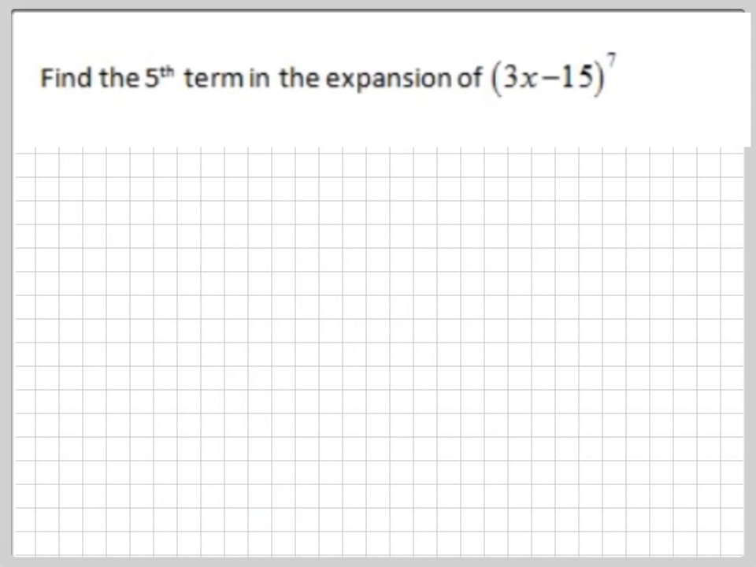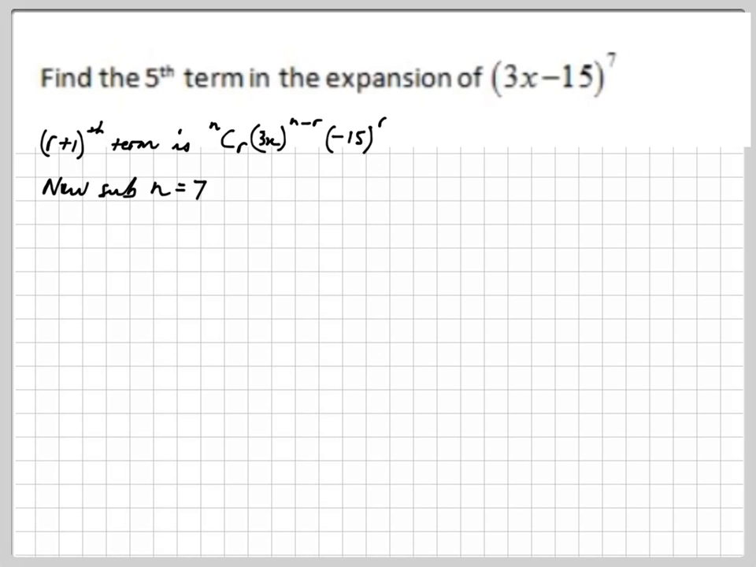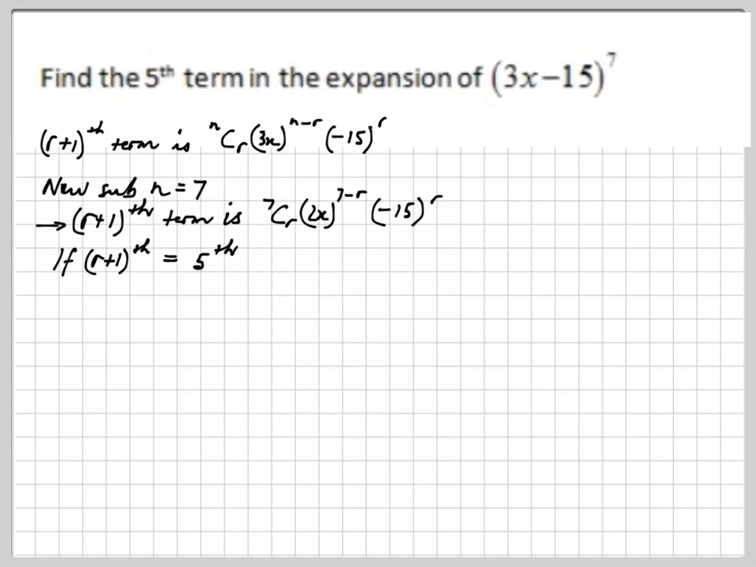Now we've got to find the 5th term in the expansion of that thing. Okay, the r plus 1th term, that's our little tool again, in our arsenal of tools. The r plus 1th term is that thing. Now, we're going to sub in n is 7, because it looks pretty beastly. That looks a bit better. Now, what do we want? The r plus 1th term, so the 5th term. If r plus 1 equals 5, then r is 4. So now we're just going to sub r is 4 into that r plus 1th term.